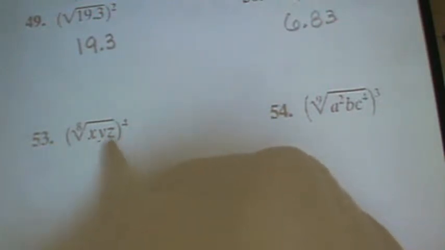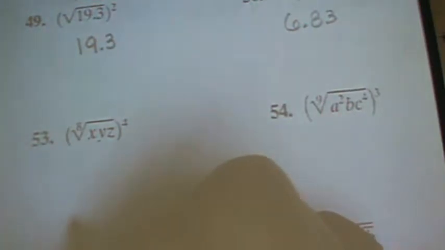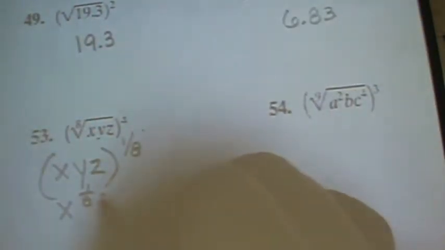Next one. Now what you could do is, for this next one, you could do 4 divided by 8, which is going to give you 1/2. So this is going to end up being, you could do it this way, x, y, z to the 1/8 power. So it's x to the 1/8, y to the 1/8, z to the 1/8.